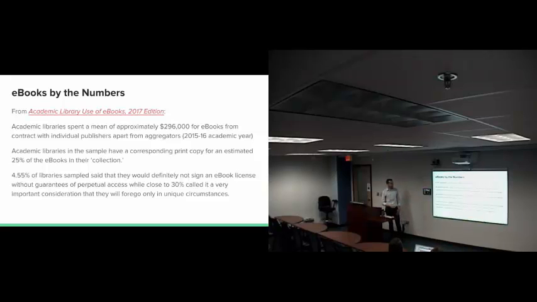Also, the report found that for the libraries that were surveyed, they had corresponding print copies for only 25% of the ebooks in their collection. And this is actually kind of alarming, especially when we consider all of the rights that we give up in electronic content when we license it. It means that we're ceding control increasingly over our collections to publishers.